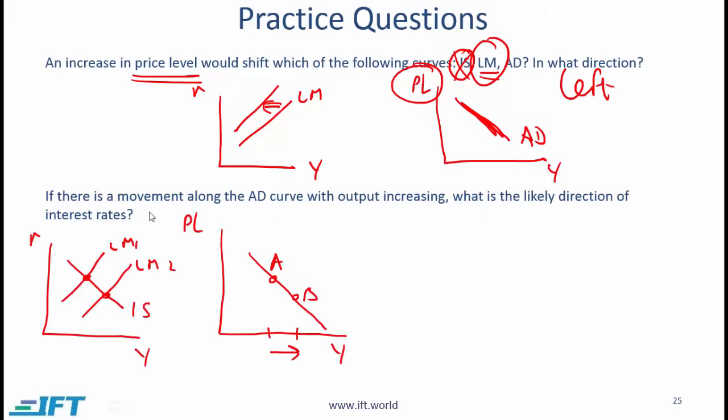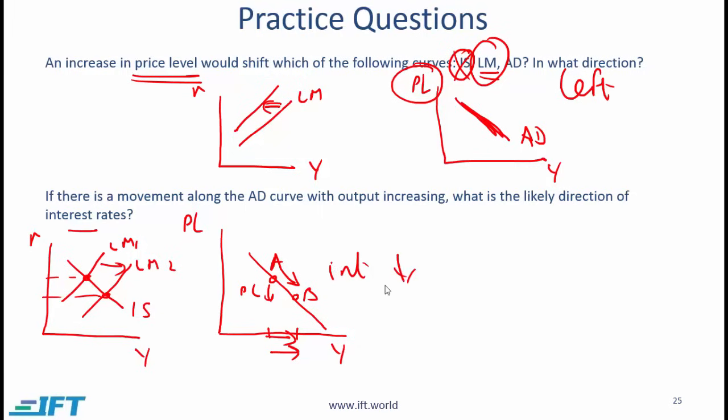If there is a movement along the aggregate demand curve with output increasing, what is the likely direction of interest rates? So output is increasing, which means that the price level is coming down. And if we look at our ISLM model, when the price level is coming down, that means that the LM curve is shifting to the right. Given a particular IS curve, notice that the interest rates are coming down. So when we are moving from A to B, the interest rates are coming down.